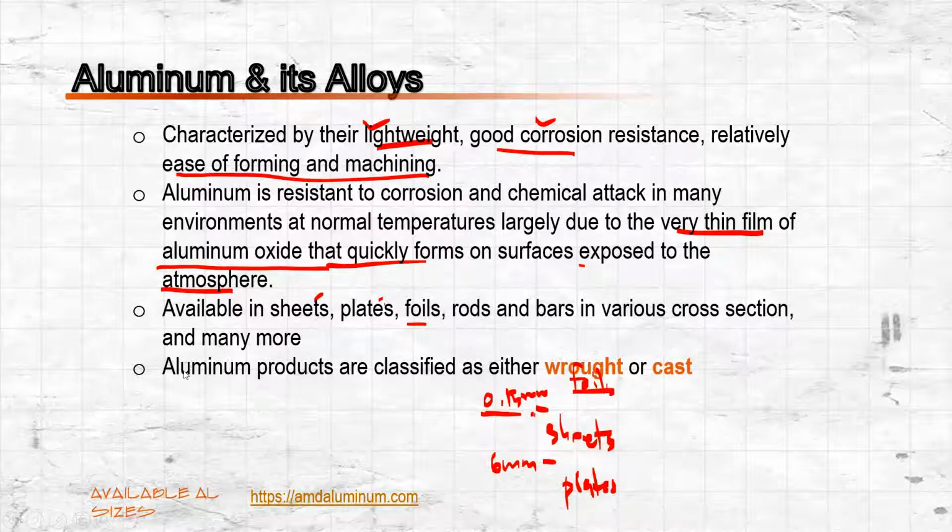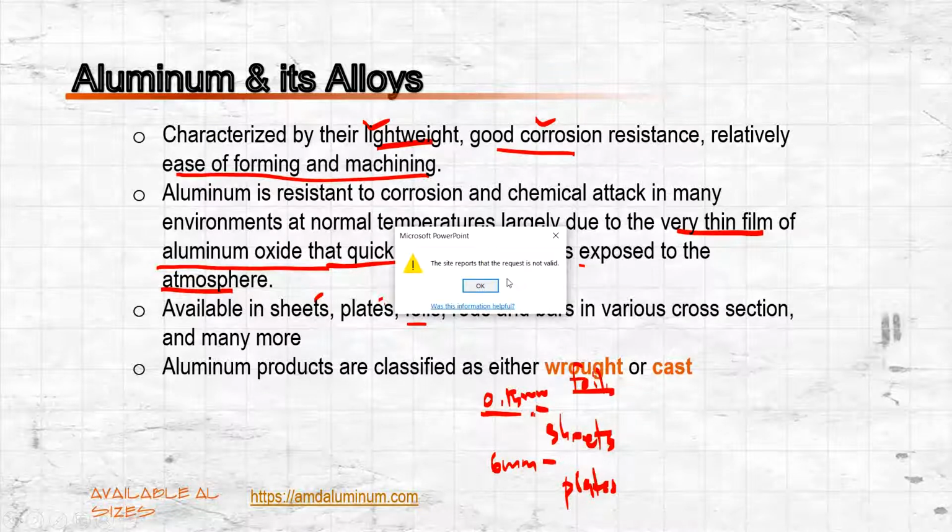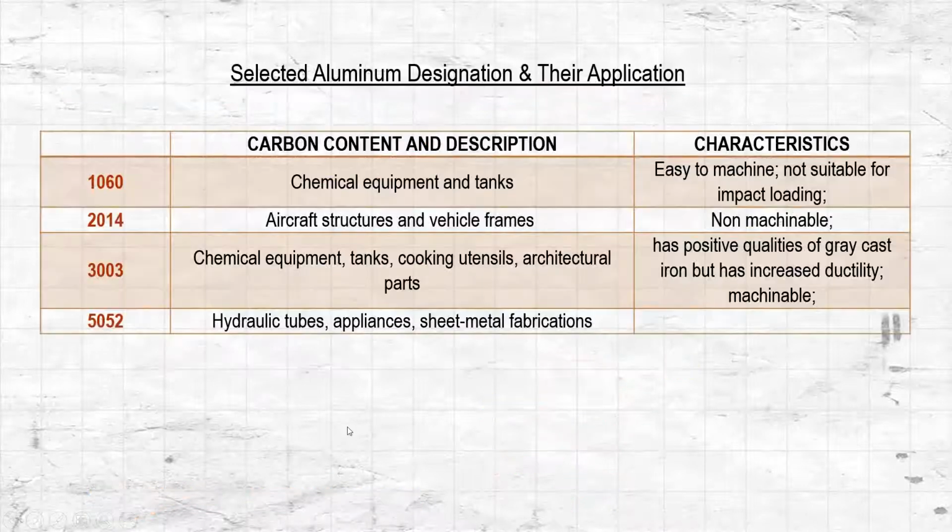Okay, and aluminum products, they are classified as either wrought or cast. Okay, so this is now available for the selected aluminum designation and their applications. Okay, so in this table, I have included some types or some designations of the aluminum and their, I think they should be applications, right?